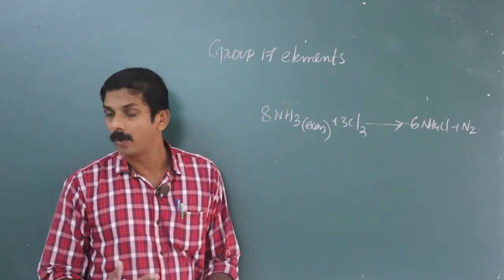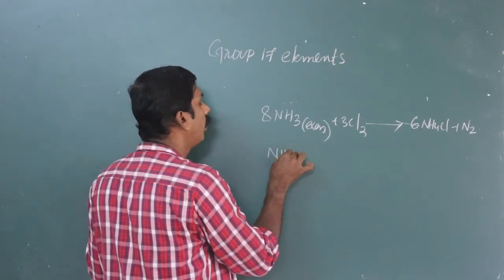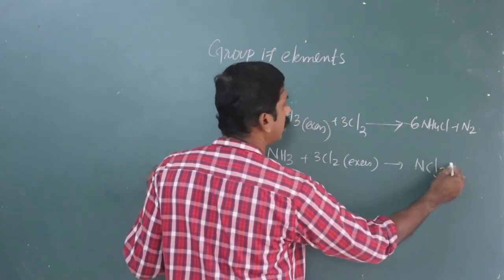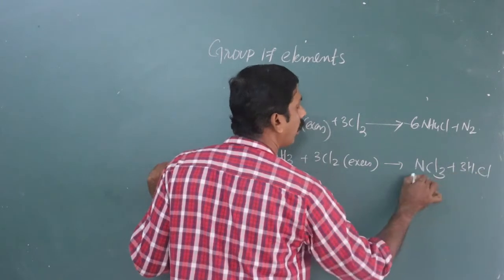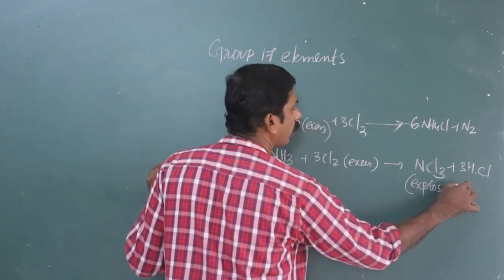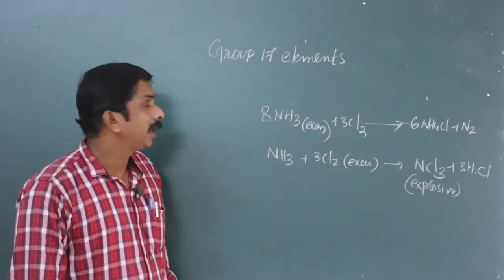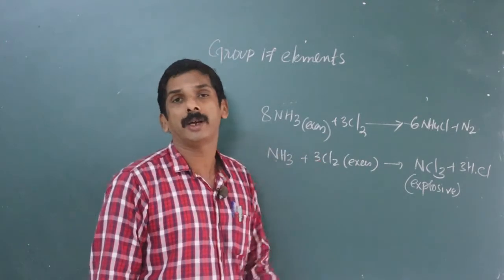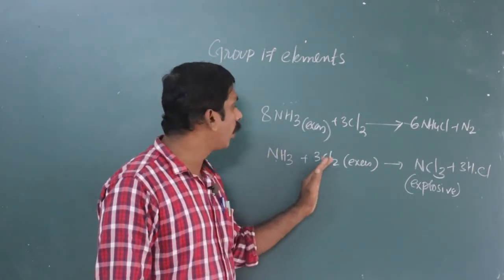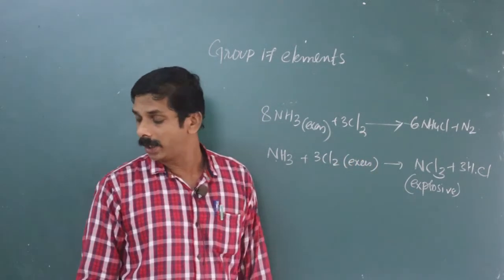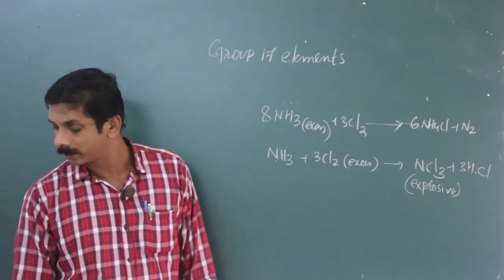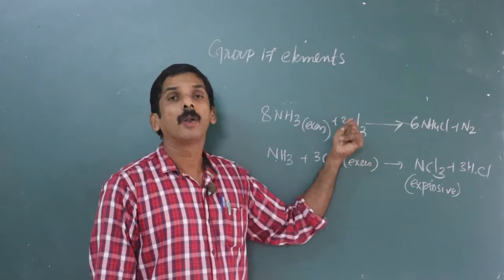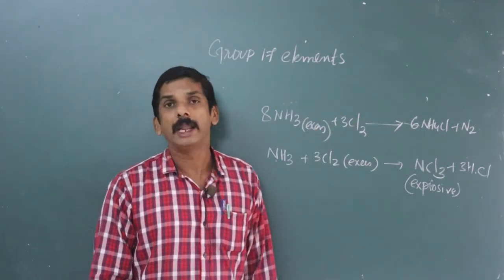The other reaction is one in which ammonia reacts with excess chlorine. It gives NCl3, that is nitrogen trichloride, which is an explosive. For the examination, they do not give the coefficients. NH3 plus chlorine gives, you have to complete the reaction. Ammonia reacting with excess chlorine gives the explosive NCl3. Chlorine reacting with excess ammonia gives ammonium chloride and nitrogen.